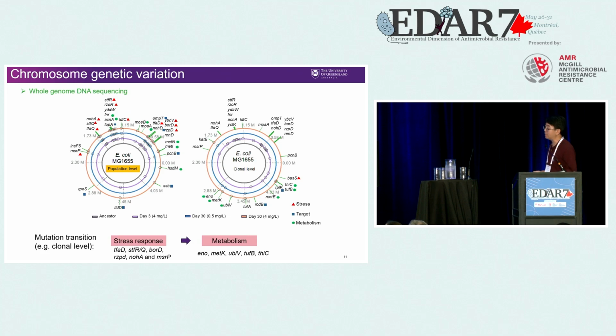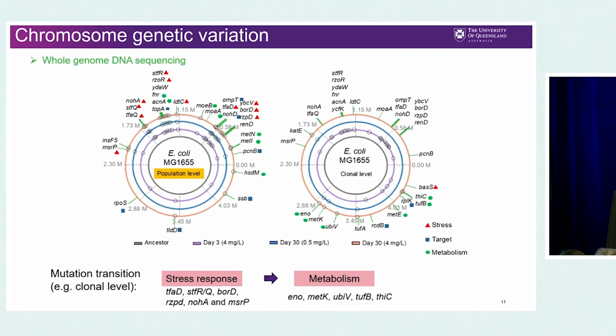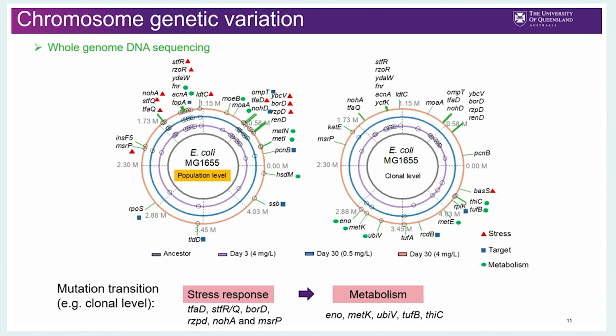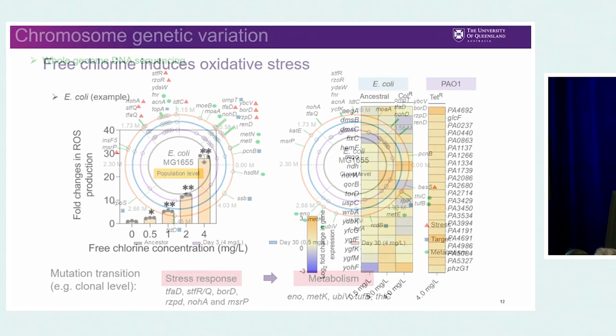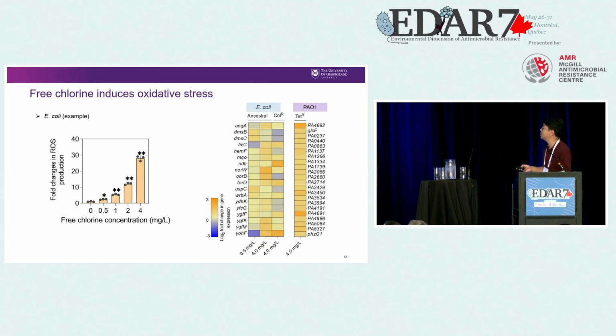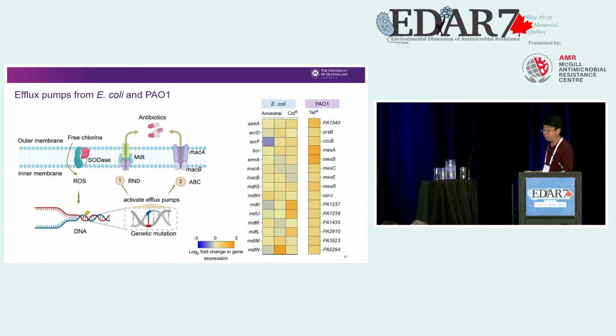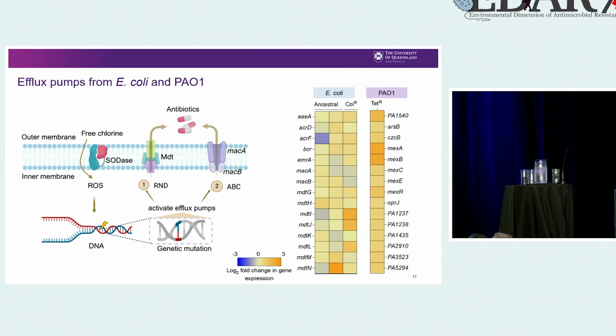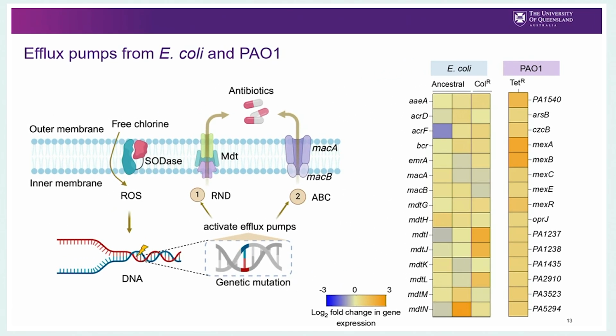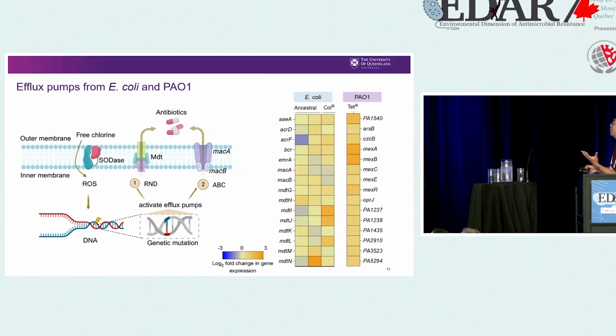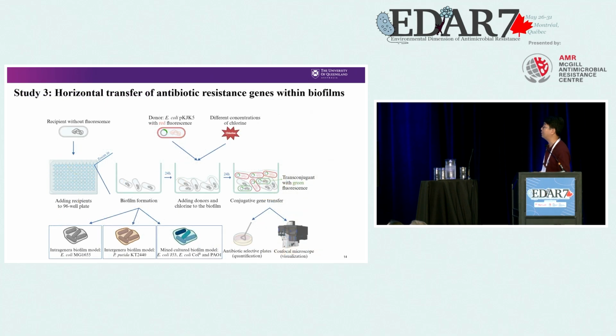Okay, so we did further DNA sequencing. We can identify quite many genetic mutation SNPs. For example, a stress response gene has been mutated. We also have a metabolism-related gene that was changed. Then we did RNA sequencing. What we found is that some oxidative stress-related genes have been upregulated. So here we propose that on exposure to chlorine, they can trigger the SOS response and oxidative stress. They can even upregulate efflux pumps and transporters. So if you have antibiotics, they can pump them out to become multi-drug resistant.